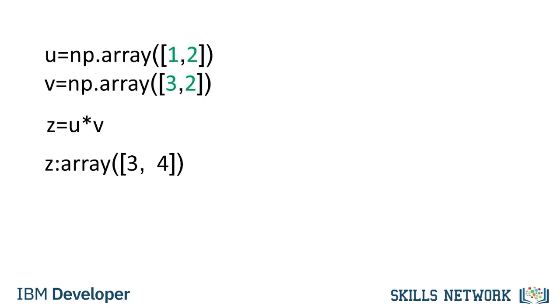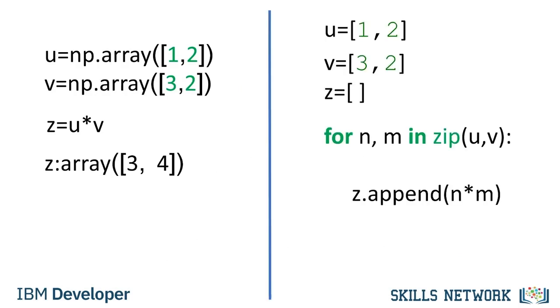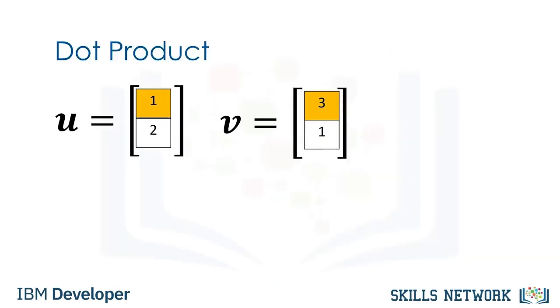We can also perform Hadamard product with 1 line of code in NumPy. It would require multiple lines to perform Hadamard product on 2 lists, as shown on the right side of the screen. The dot product is another widely used operation in data science.